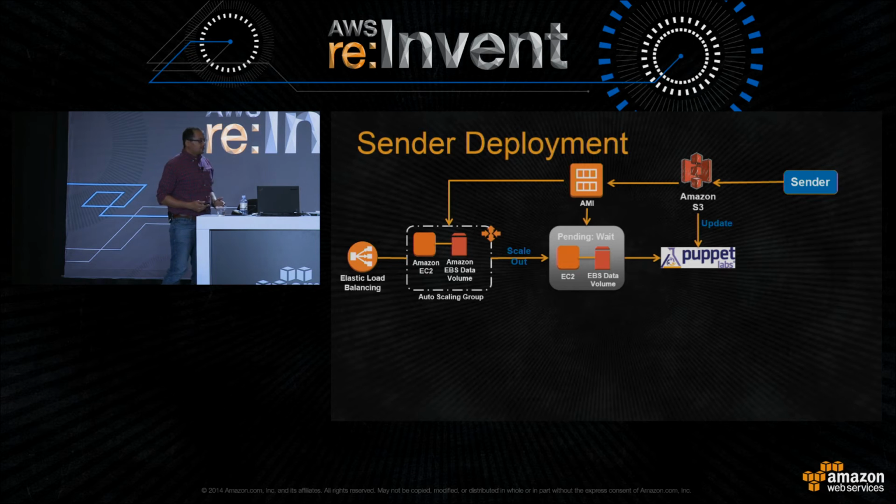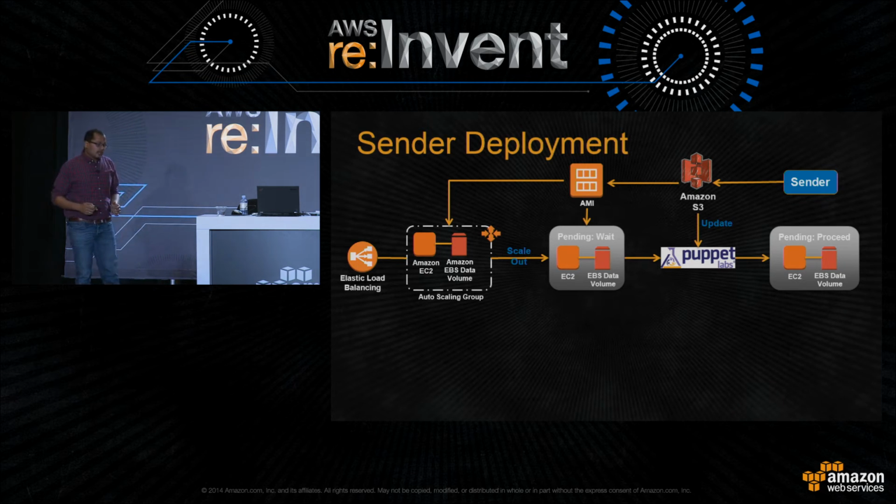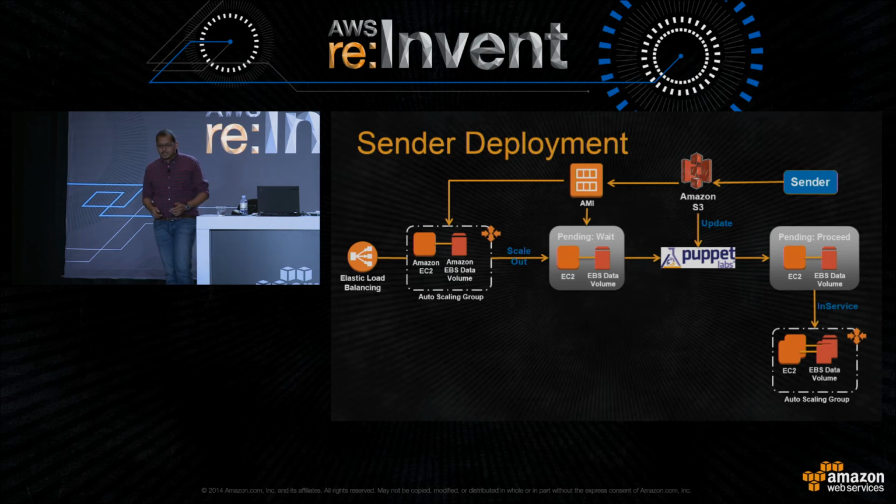After that finishes, we do several checks, and if it passes those checks, we put that server into proceed state, and from there it goes to in service. So now you can see we have 2 servers running in this particular group, and it's healthy and receiving traffic and also sending data further into the pipeline.